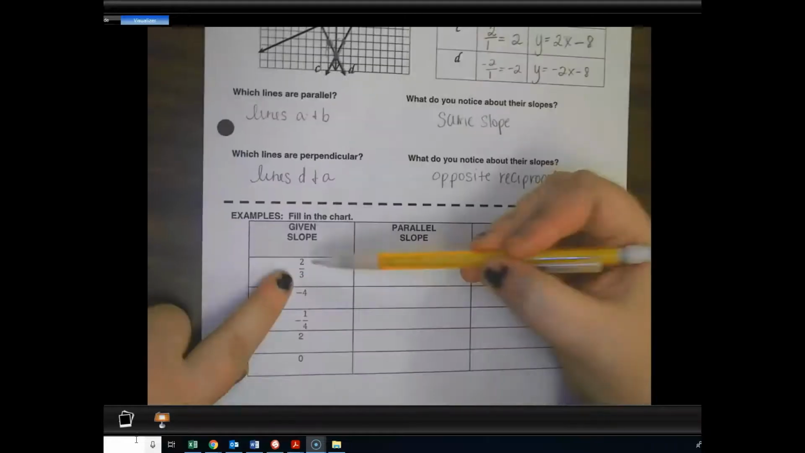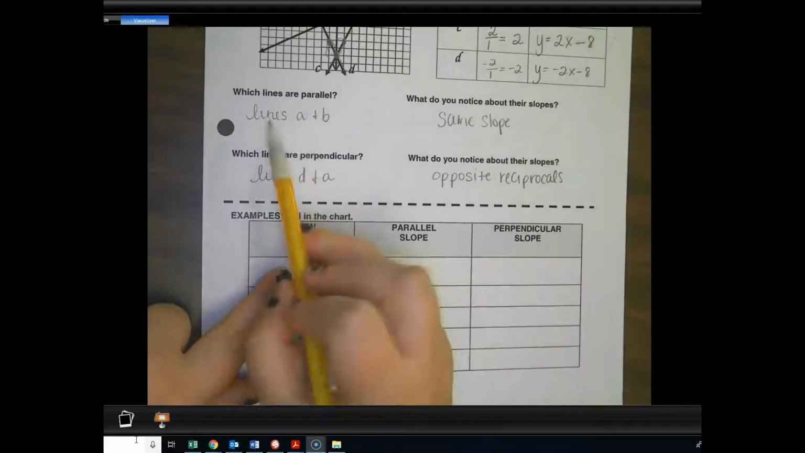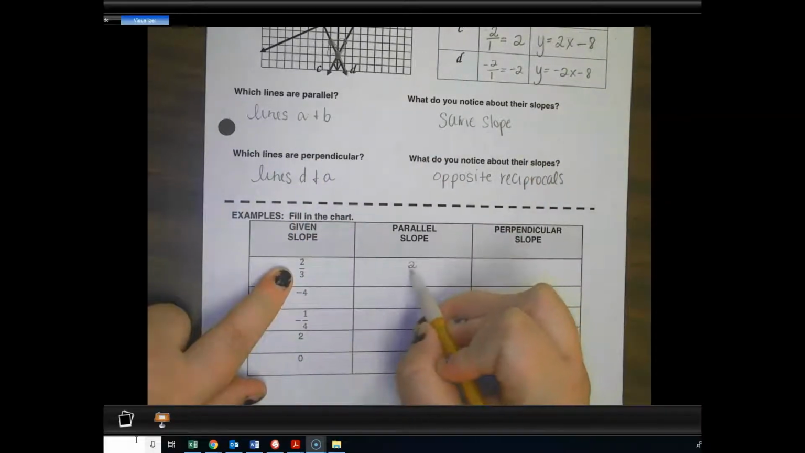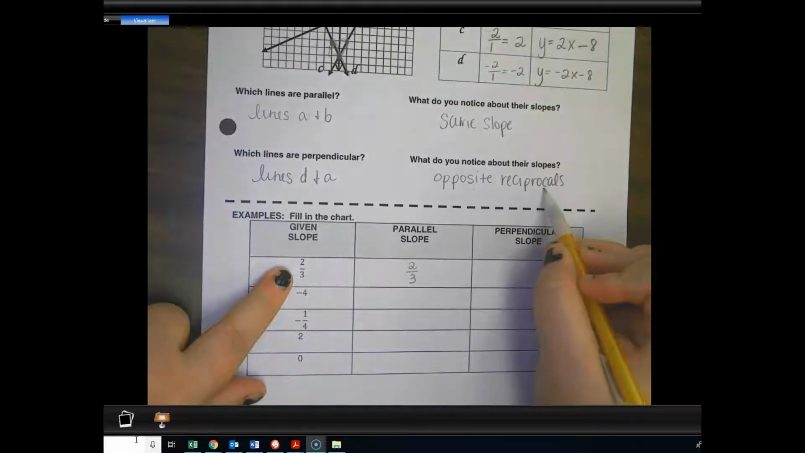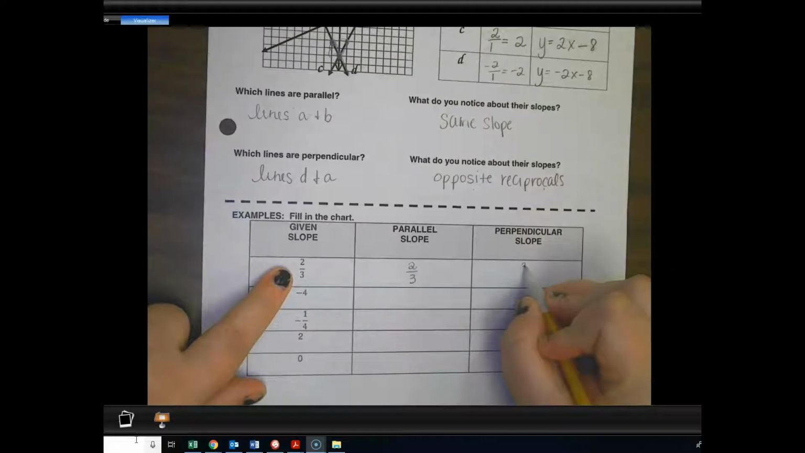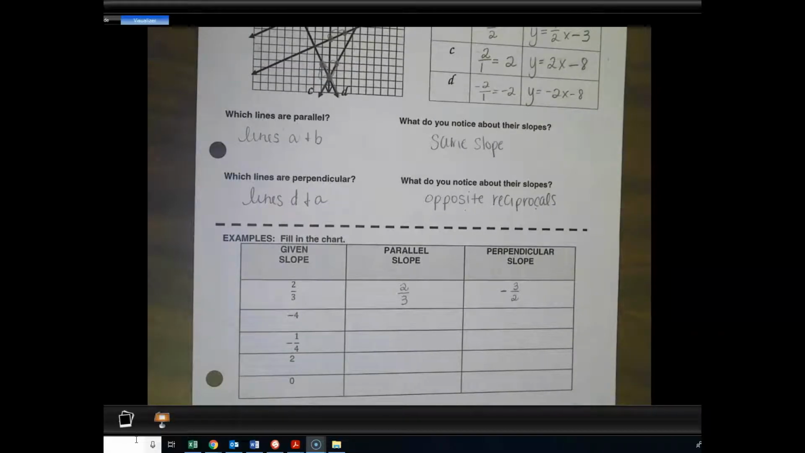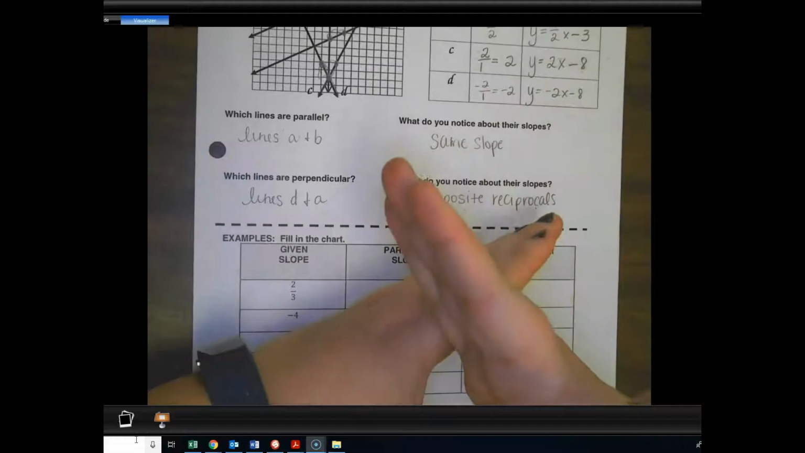If we have a slope of 2/3, what would the slope of a parallel be? Parallel means the same slope, so it would have the same slope. Perpendicular slope is the opposite reciprocal. So I'm going to flip it, so 3/2, but it's going to be a -3/2. That also makes sense that it's a negative, because think about it: I want it to cross, and one line is going to be a positive, and one line is going to have to be a negative in order for them to cross each other.